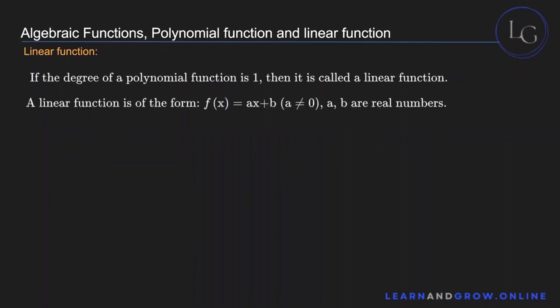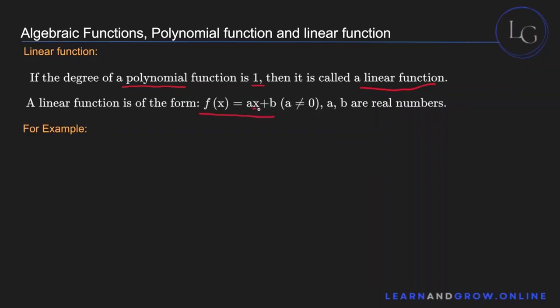So let's see what a linear function is. If the degree of a polynomial function is 1, so basically the highest power of the variable x in the function is 1, right? Then it is called a linear function, okay? And the general form is this: f of x is equal to ax plus b, right?